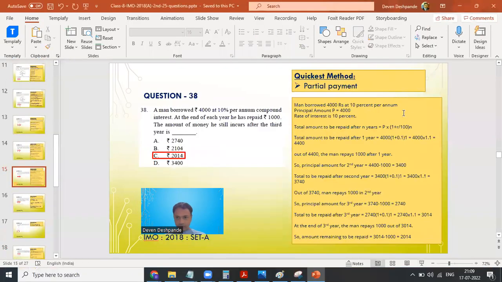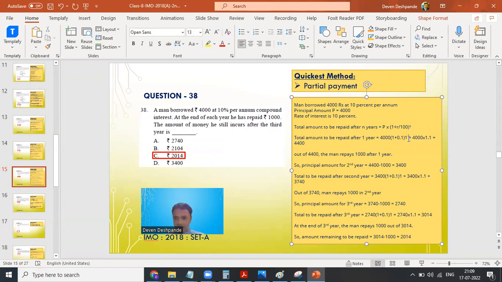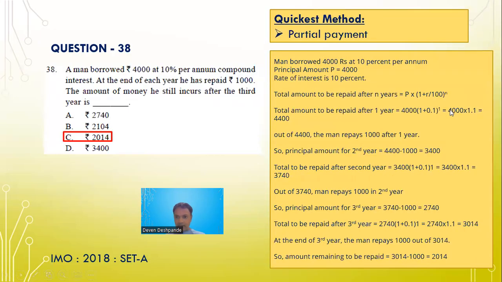And now, the formula for compound interest is, isn't it? What is the formula for compound interest? It is principal into 1 plus rate of interest upon 100 raised to n. So total amount to be repaid after 1 year: n is 1 and rate of interest is 10%. So 10% is 10 upon 100, which is 0.1. Principal is 4,000. So after 1 year, how much should be repaid? 4,000 into 1.1 is 4,400. So if he repays 1,000 out of 4,400, how much did the man repay?